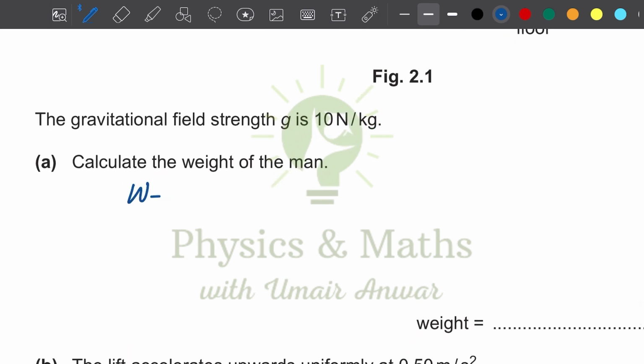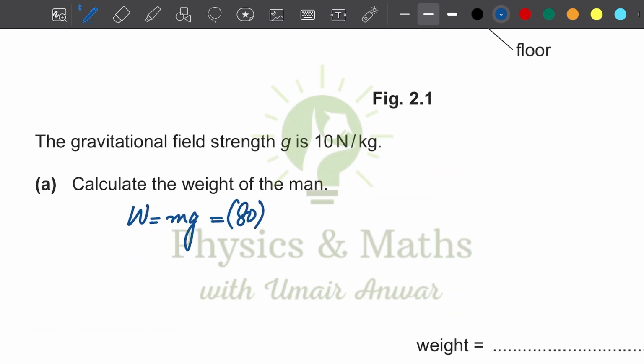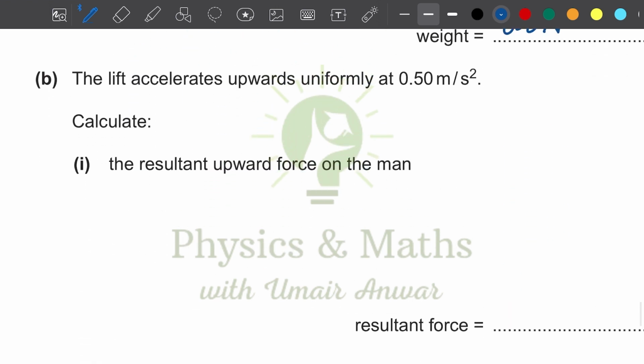So for weight we have the formula W is equal to mg. The mass of the man is given to us as 80 kilograms. The value of g is 10. So the weight of the man is going to be 800 newtons here. So this is the answer.